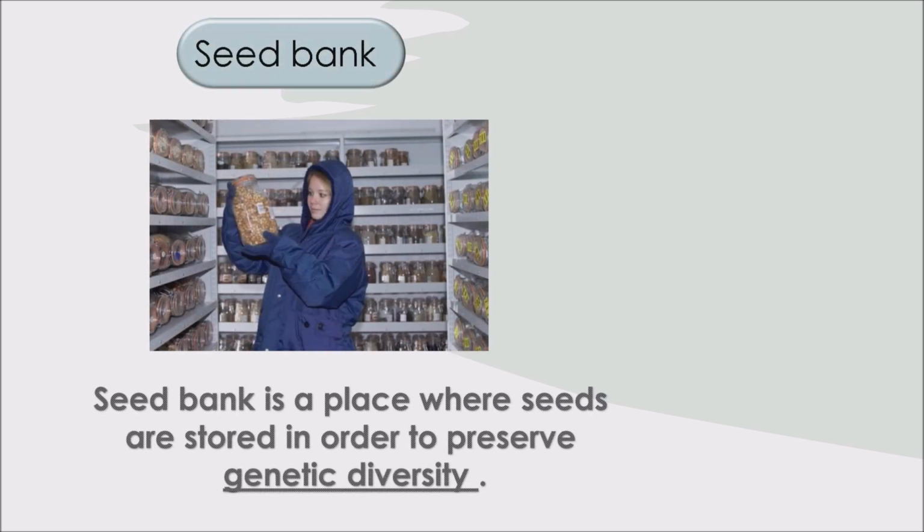The next method is seed bank. Have you heard about the word seed bank? Seed bank is nothing but a place where seeds are stored in order to preserve genetic diversity. What is genetic diversity? Genetic diversity is heritable variation within and between populations of organisms, so that variations can be passed on or conducted to the next generation.